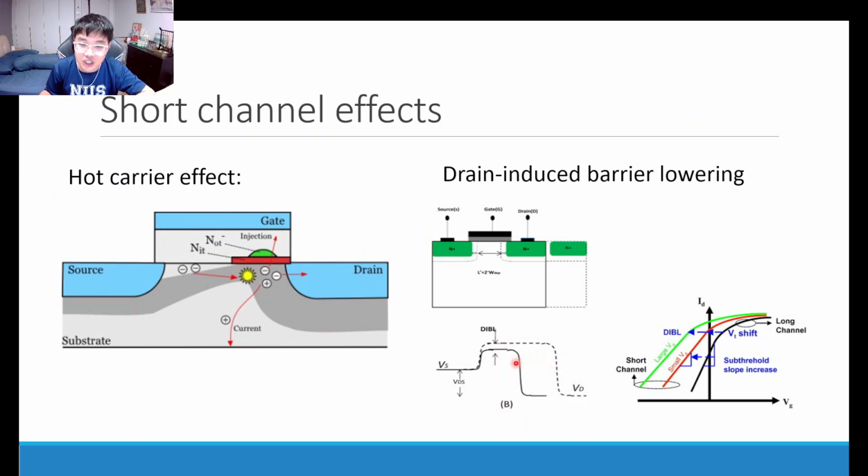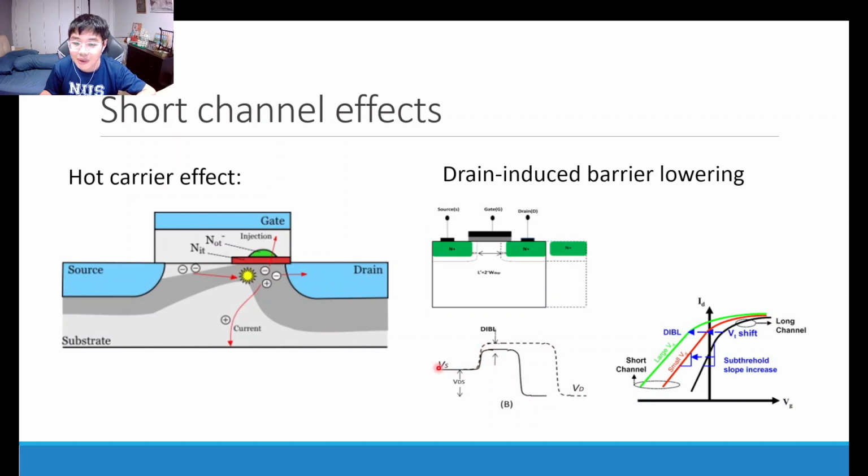However, when the channel is short enough, the influence of the drain voltage pushes the energy level of the drain side down, and that can also push the energy level in the channel down a bit. Therefore, the original energy barrier is now lowered.